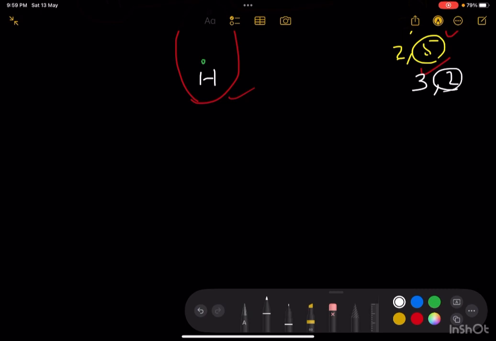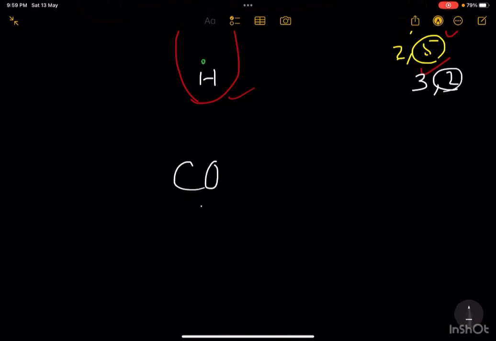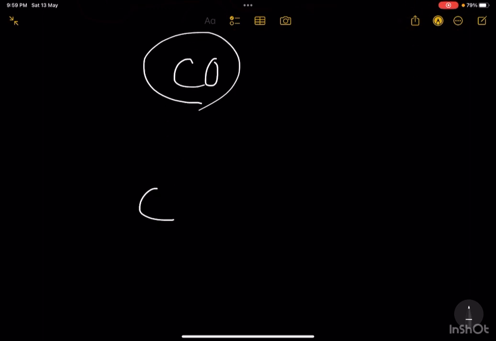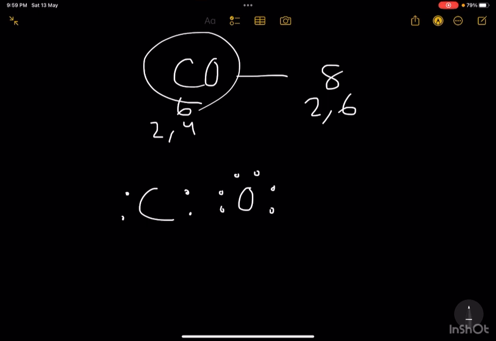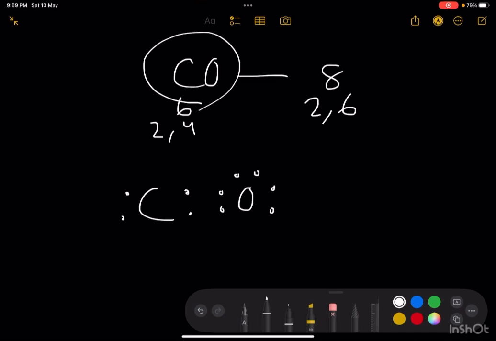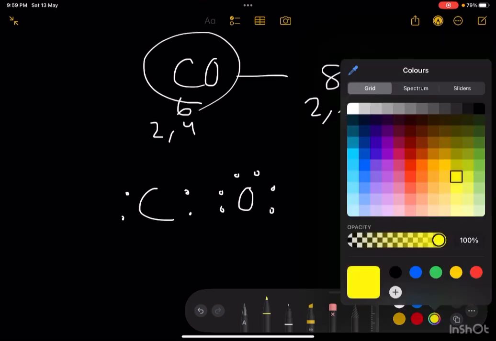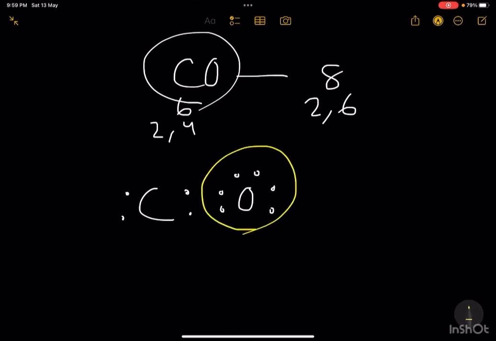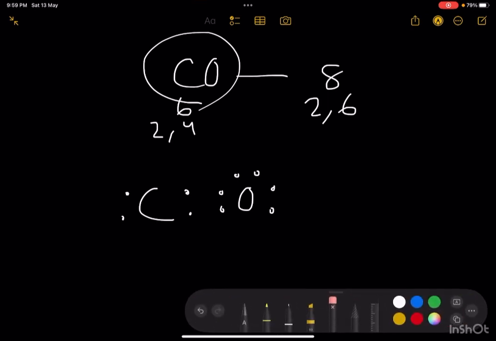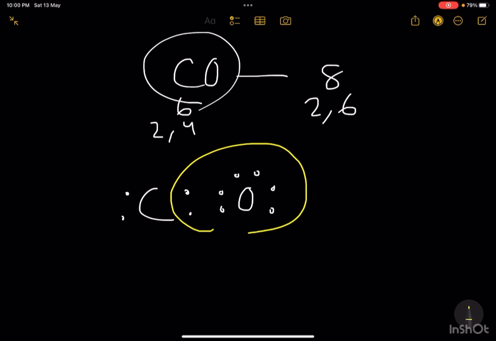Now draw the Lewis dot structure of carbon monoxide. You see, carbon has 6 electrons, but there are 4 valence electrons, so just write 4 dots around carbon. And you know, oxygen has 8 electrons, but there are 6 valence electrons, so just write 6 dots. You see, this oxygen has 6 electrons. It needs another 2 electrons. So this carbon gives 2 electrons by mutual sharing of electrons with this oxygen. Now this oxygen has 8 electrons and attains the configuration of neon.